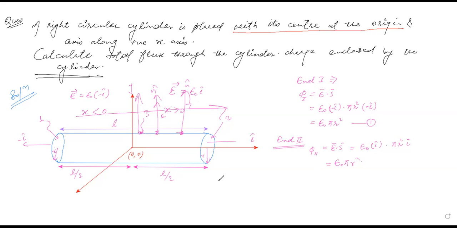So we can write here for your end 3, your phi 3 is E dot S cos of 90 degrees. What is your cos 90? Cos 90 is 0. So the whole value of your phi 3 is also 0. Note it down, please.